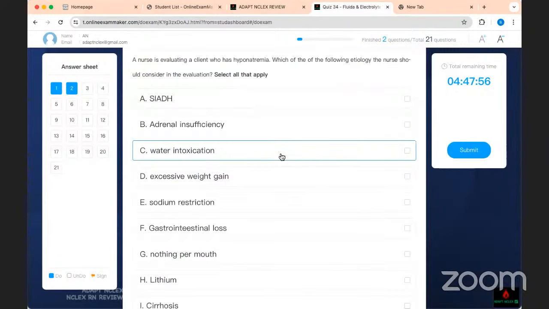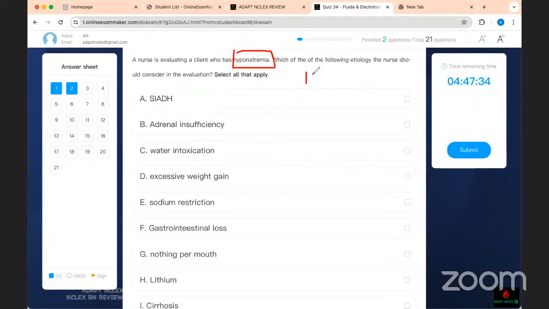And this is evaluating a client who has hyponatremia, right? Which of the following etiologies should the nurse consider in the evaluation? Don't worry about it. Just break down the question. Which of the following should I consider? What is the patient problem? Hyponatremia. And you know your normal sodium is 135 to 145, right? Therefore, if it's hyponatremia, it's less than 135. Which of these conditions will make my sodium low? That's all.